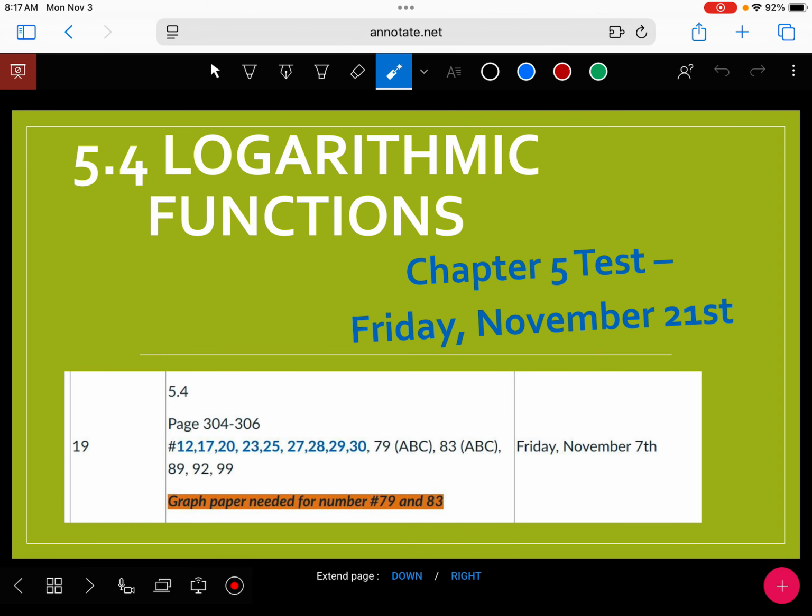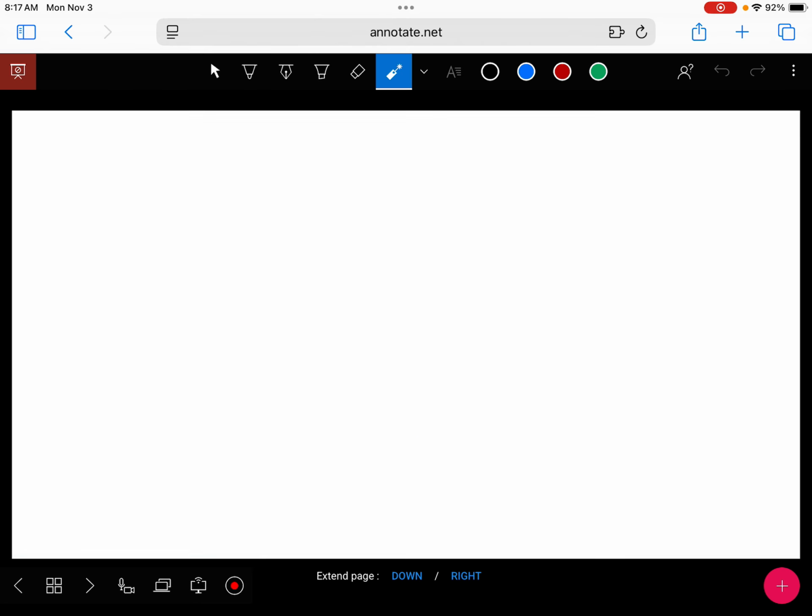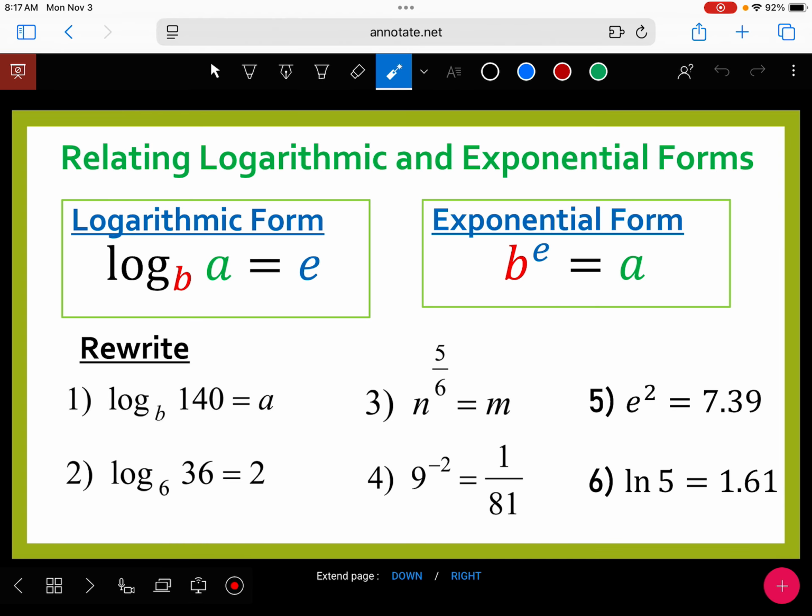Okay, so this is the beginning of 5.4. Homework 19 is due Friday. Pause the screen, pause the video so you can copy all this down.